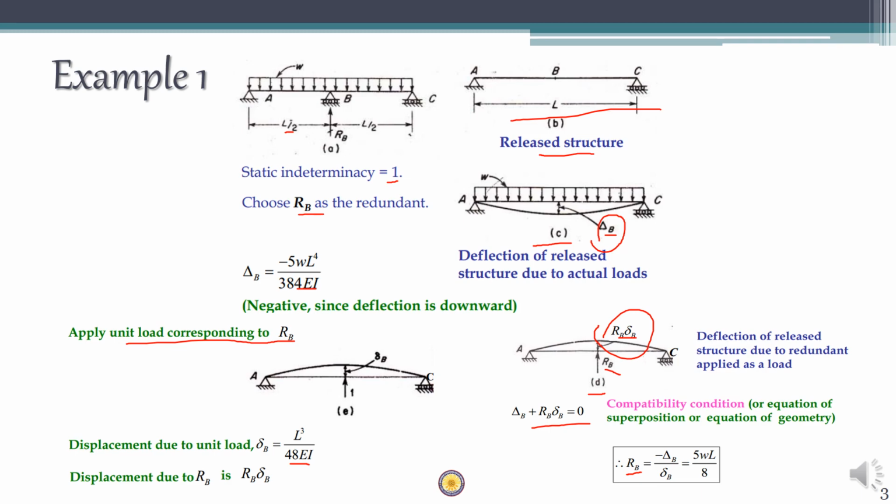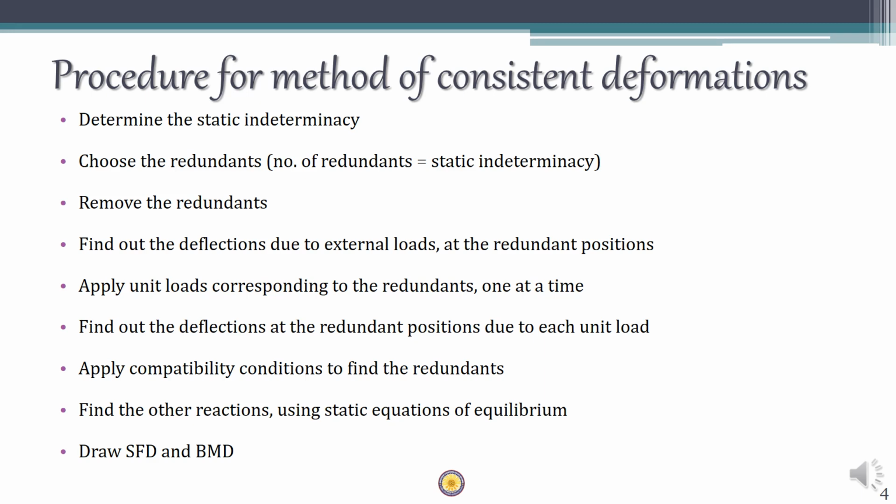Okay, so let's see the procedure for the method of consistent deformation stepwise. So once the structure is given, the first thing to do is to find out the static indeterminacy. Once the static indeterminacy is determined, we know that a number of redundant reactions will be there, and all these redundant reactions have to be removed so that we get a released structure. So once we do that, we apply the external load on the released structure and find out the deflection at all the redundant positions.